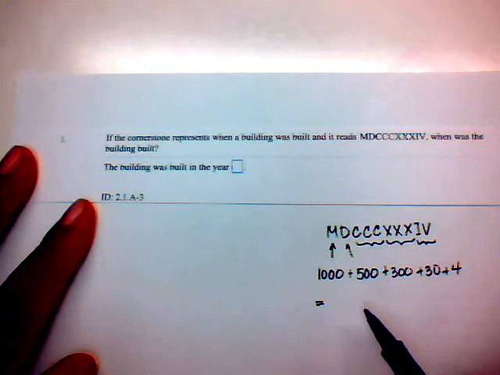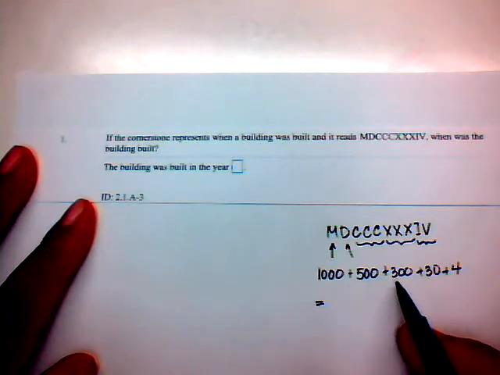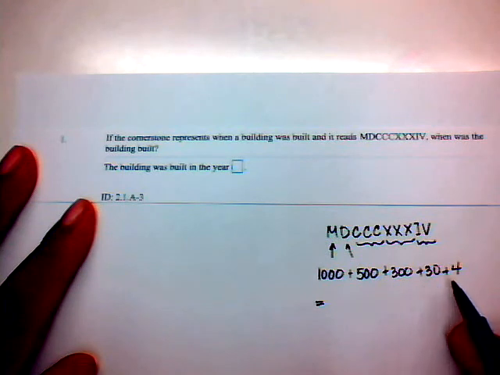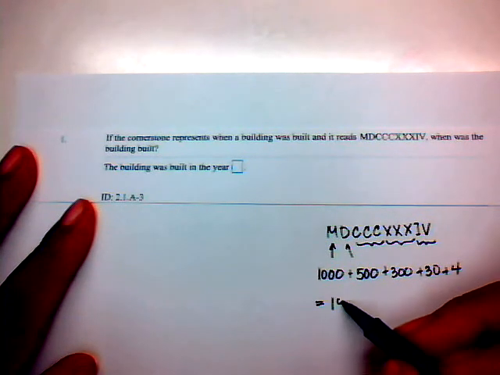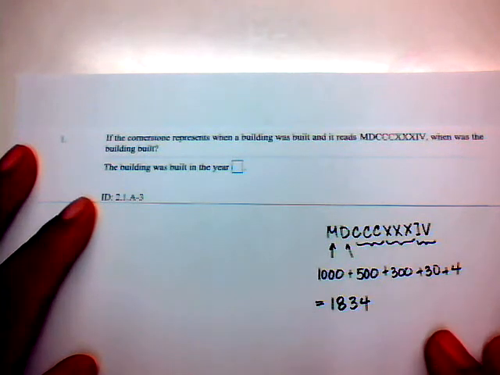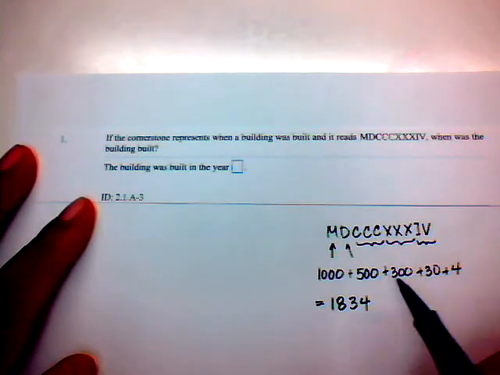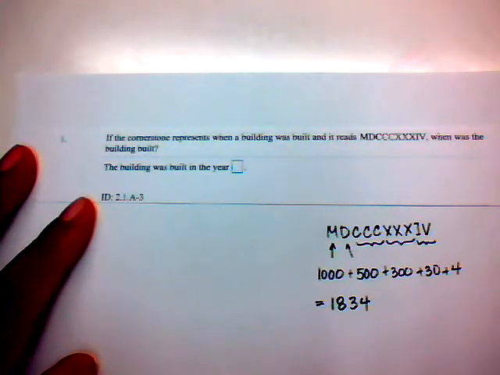Now, if we add this up, 1000 plus 500, that's 1500, plus 300, that's 1800, plus 30 plus 4, we'll get 1834. So the building was built in the year 1834. And that's the Roman numeral for MDCCCXXXIV.